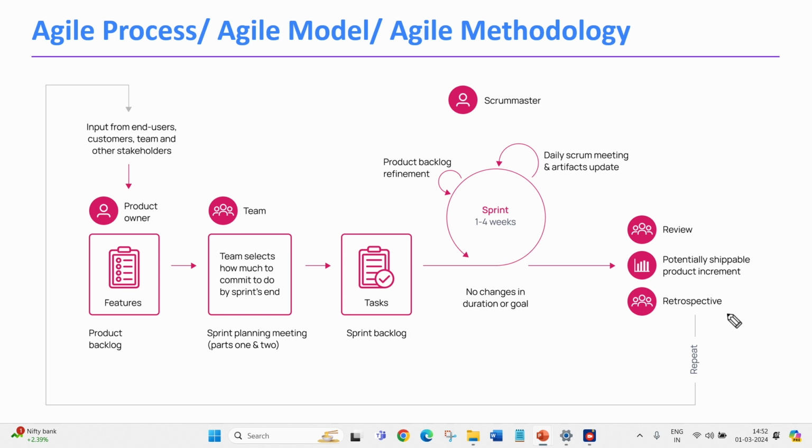At end of every sprint, retrospective meeting happens where all the team members are present and they discuss about what went well in the last sprint, what went wrong in the last sprint, and are there any improvements required to finish or complete the sprint in more efficient way. So this complete process is repeated for every sprint.